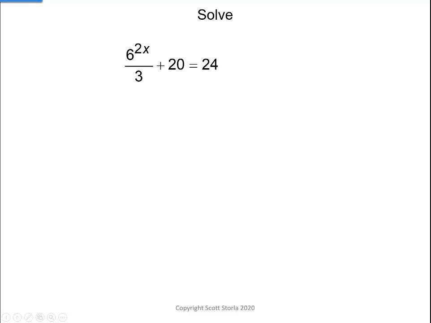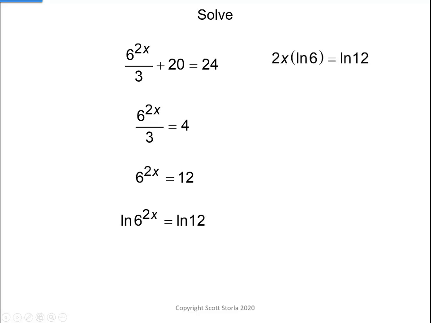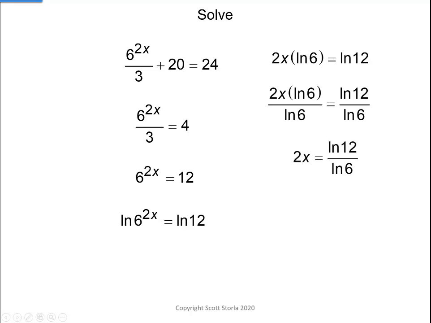Now, keeping in mind that I have to isolate the variable term before I start taking the log of both sides, I would first subtract 20 and then multiply by 3, and now take the natural log of both expressions. The exponent 2x now comes down as a factor, and again I'll often do something like this to remind myself that this is a product. I can divide by ln6 and reduce, and finally divide by 2.